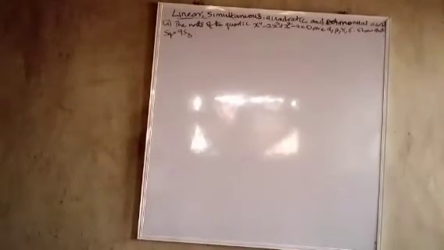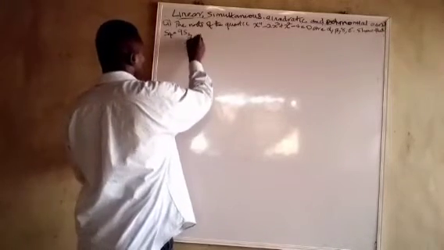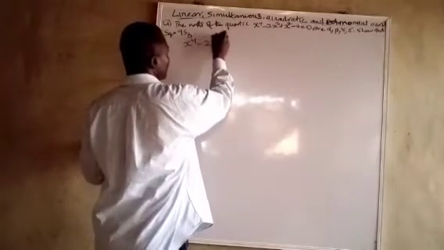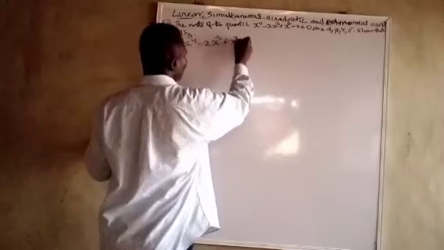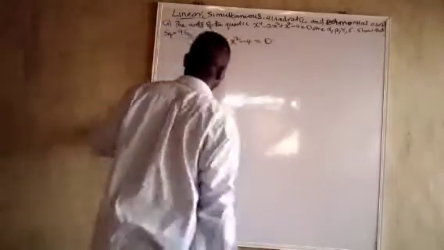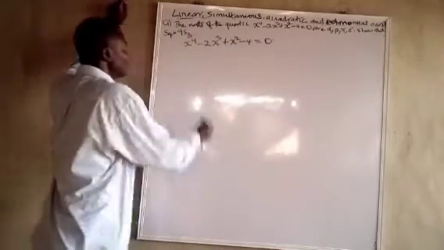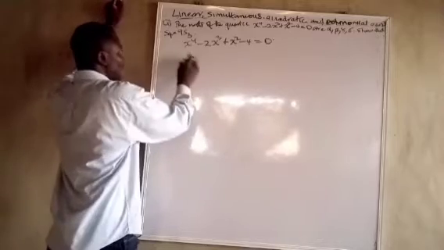The roots of the quartic x raised to power 4 minus 2x cubed plus x squared minus 4 equals 0 are alpha, beta, gamma, delta. Show that s4 equals 9s3. Here, the equation is x raised to power 4 minus 2x cubed plus x squared minus 4 equals 0. Now, let's find s3. Before that, let's find s1.